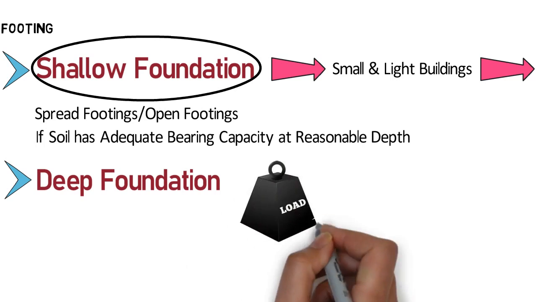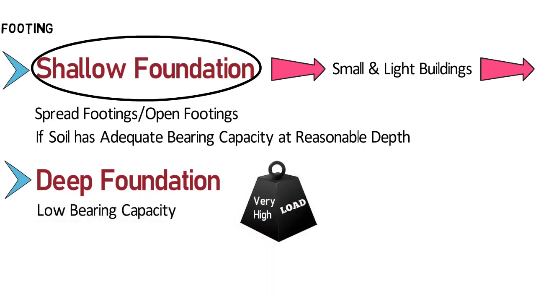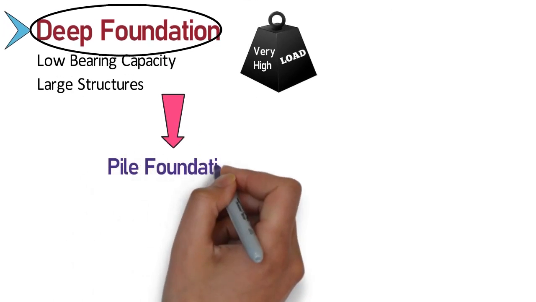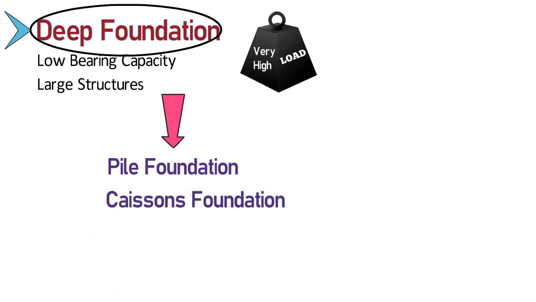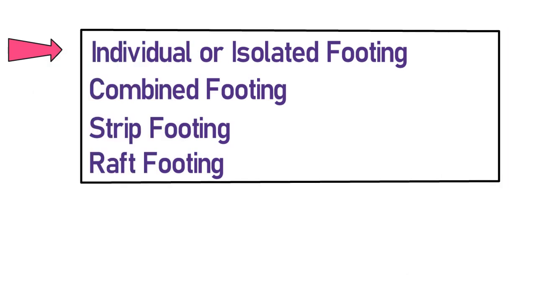Deep foundation. If the load to be supported is very high and soil is of low bearing capacity, then deep foundations are provided. Deep foundations are used for large structures. There are two main types of deep foundations. One is pile foundation and second is caissons foundation. Let us discuss types of shallow foundations one by one and then we will discuss the types of deep foundations.